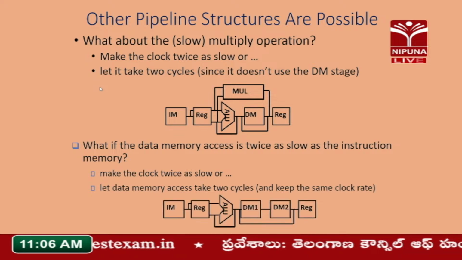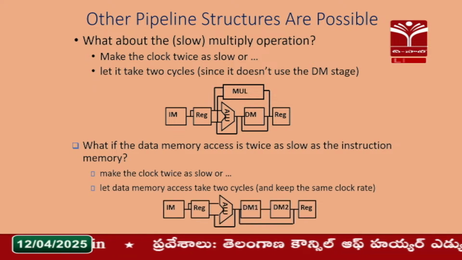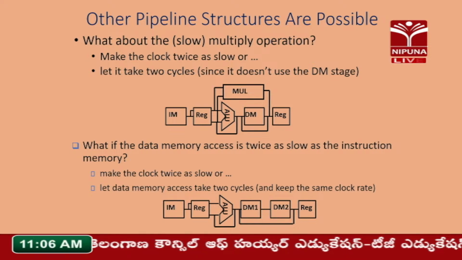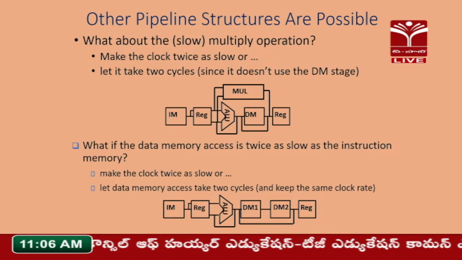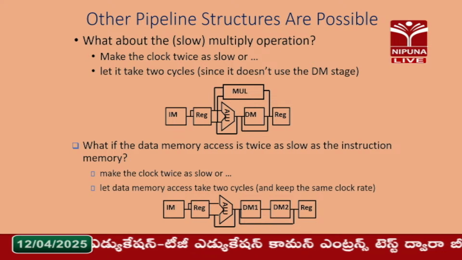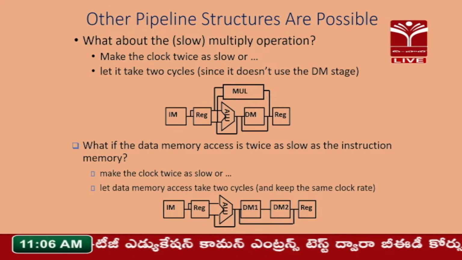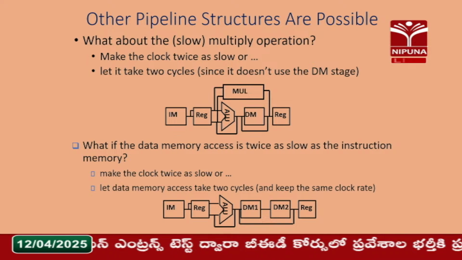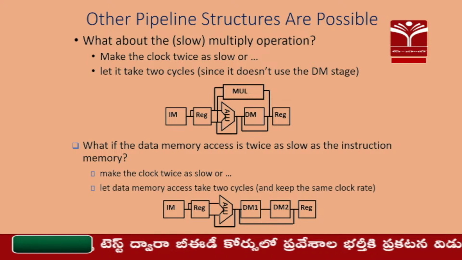And sometimes the data memory access is slow, then you can create 2 data memory stages, right. So, if a data memory operation is slower and takes 2 clock cycles, then rather than reducing the clock rate to fit the data memory access, we can split the data memory access into 2 clock cycles and make sure the clock rate is the same.